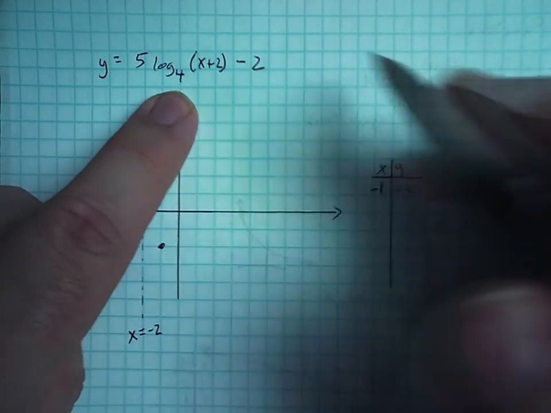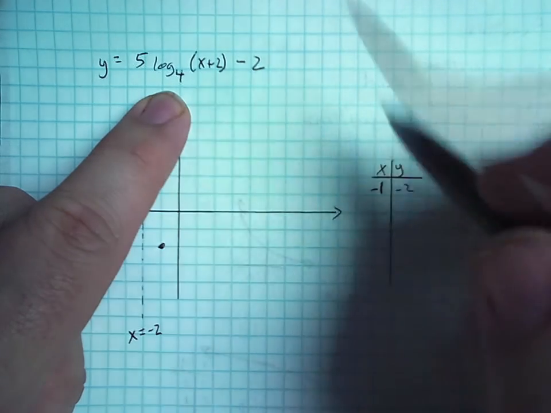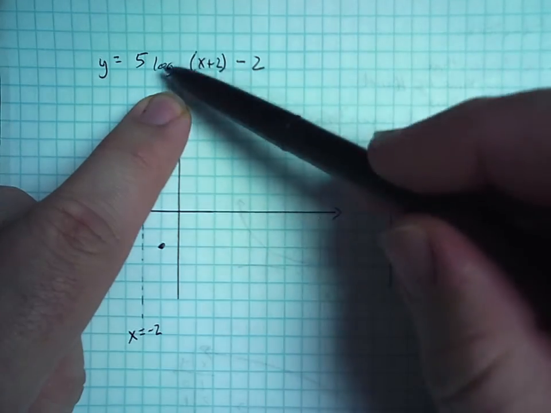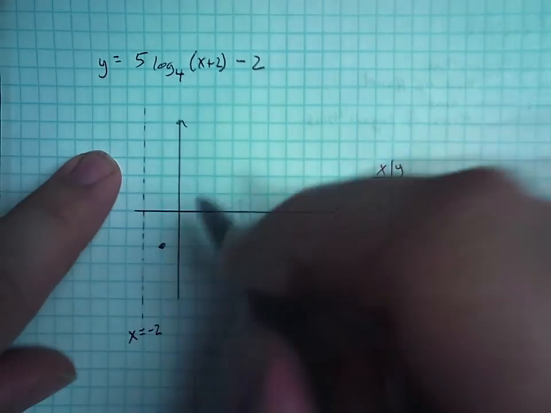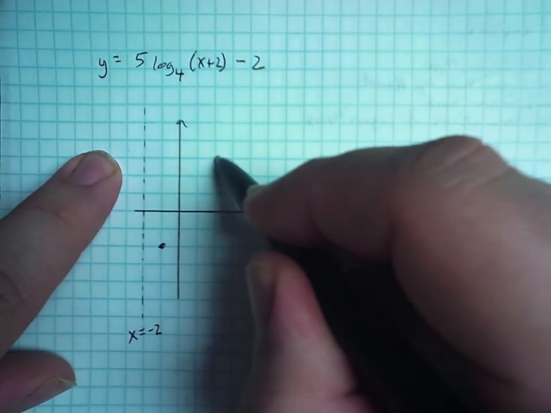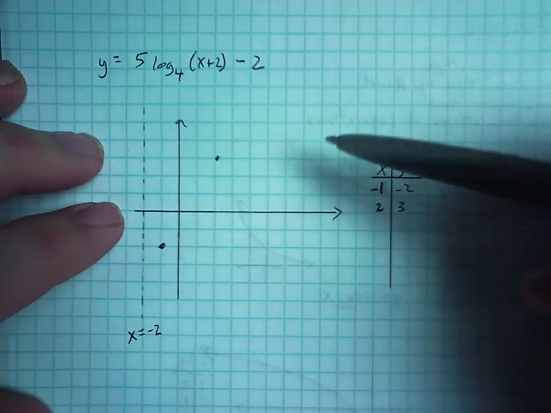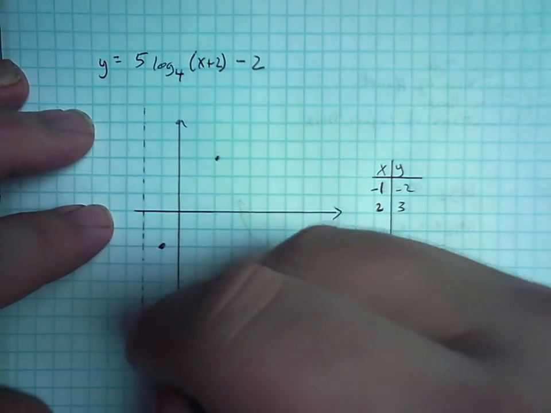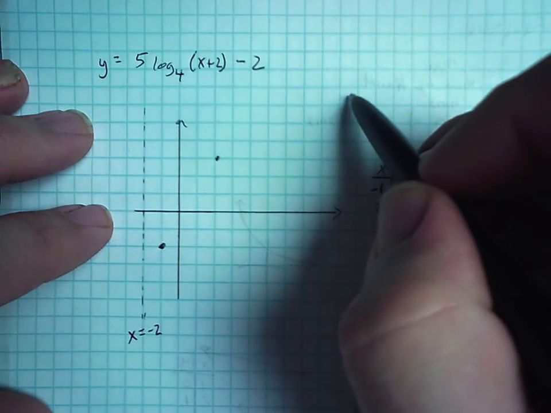The next nice number is going to be where the inside is equal to 4, the same as my base. So for that, I need to stick in 2. When I stick in 2, I'll get log base 4 of 4, which is 1, times 5 is 5, minus 2 is 3. So 2, 3. This one is going to take a lot longer to get shallow because the 5 is a vertical stretch. It's going to stretch it tall, so I need to go out quite a ways to get shallow. The next power of 4 would be 16, which is going to be well off this side of my graph.